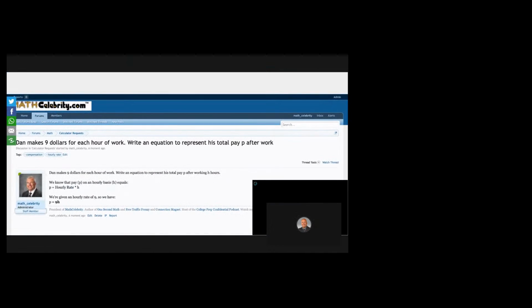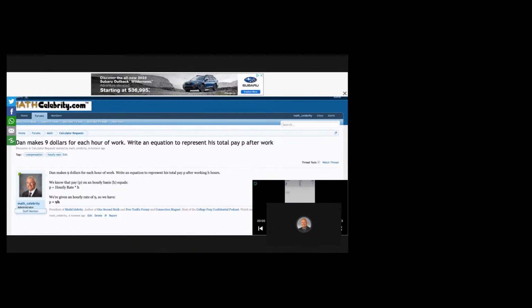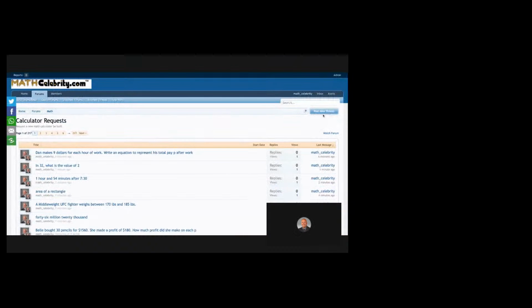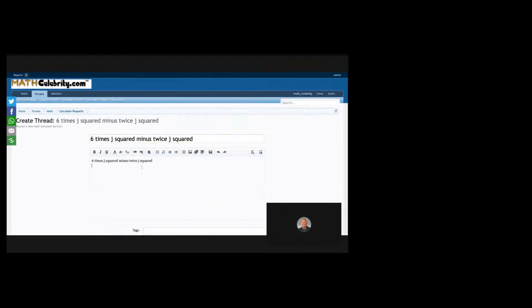All right, let's see what else we got here. Okay, so let's do some algebraic expressions. All right, so 6 times j squared minus twice j squared. First, j squared means we raise the variable j to the power of 2, j squared.